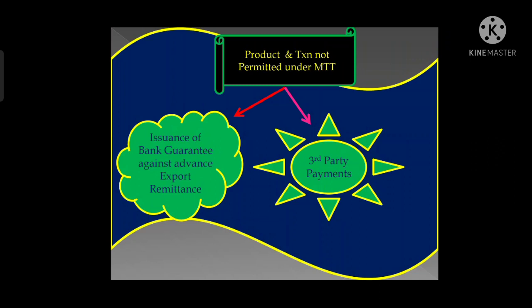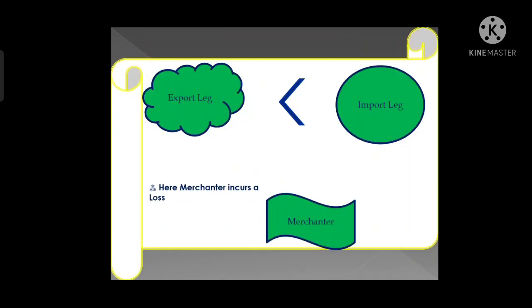Third party payment and agency commission payment are also not allowed under merchanting trade transaction. So these are the types of payments or products which are not allowed under merchanting trade transaction. This is a situation where the value of the import leg is higher than the value of the export leg. Here the merchanter has imported goods of higher value but exported goods of lower value, which means it has incurred a loss.